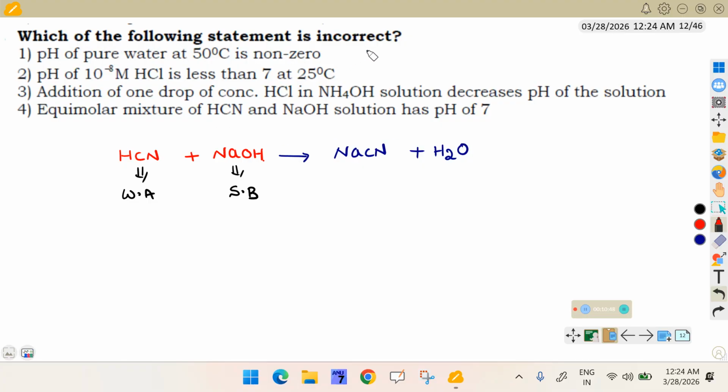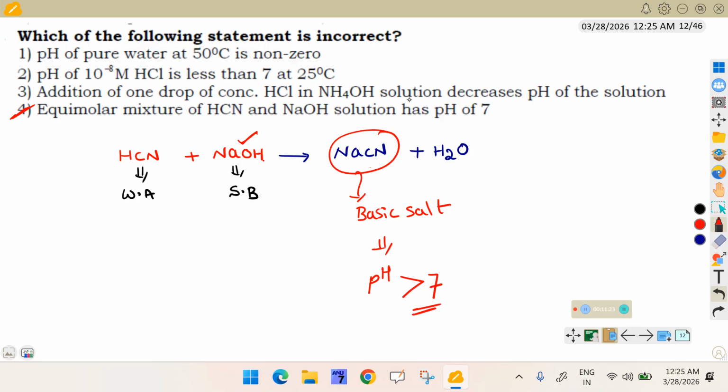Which of the following statements is incorrect? The fourth statement is incorrect. The remaining statements are correct. How is the fourth statement incorrect? HCN is a weak acid. NaOH is a strong base. Acid and base combine to give salt plus water. The salt is formed, and the base is strong, so this is considered a basic salt. NaCN is a basic salt. For basic salts, the pH value is greater than 7. But here, what is given? pH equal to 7 is given. That's the reason that statement is not correct.